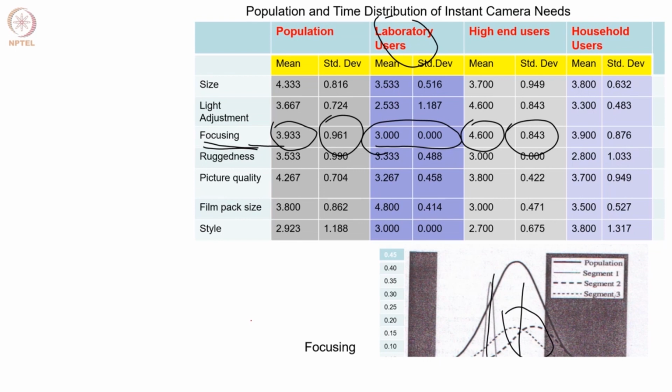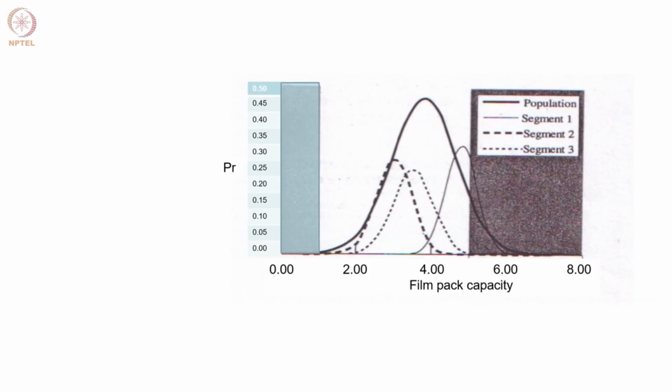Similarly, if you look at the filling pack capacity, you can see that this is the population mean, but then the segment means are completely different, each one has got a different mean, right. So, here you have 3, this is most close to 4, and this is 5. So, the filling pack capacity requirement has a lot of variation between the segments. Each one of these we will be able to analyze like this and then get the distribution. Now, looking at all these, we can say that the size can be okay.